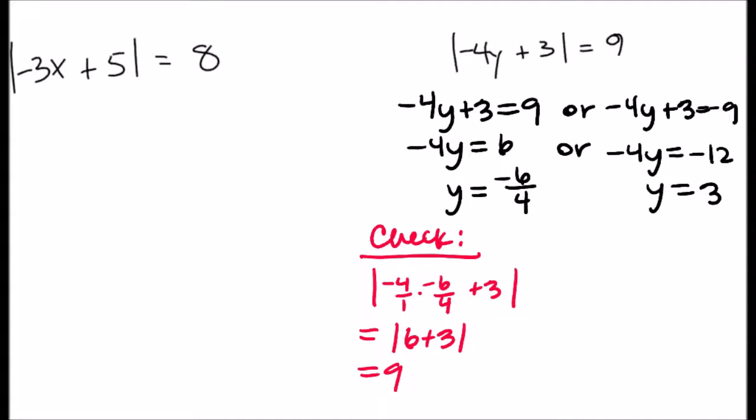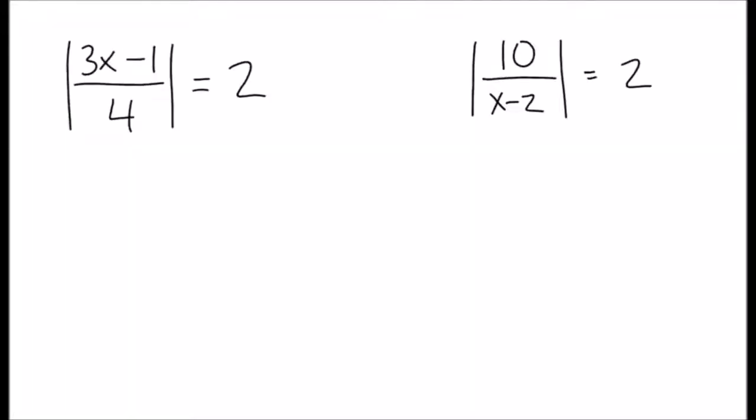What about 3? Absolute value of negative 4 times 3 plus 3. Okay, I'm seeing negative 12 plus 3 is the absolute value of negative 9, which is equal to 9. Okay, so both of them worked. It was all right. Okay, maybe we've got a fraction inside the absolute value. How are we going to deal with that?